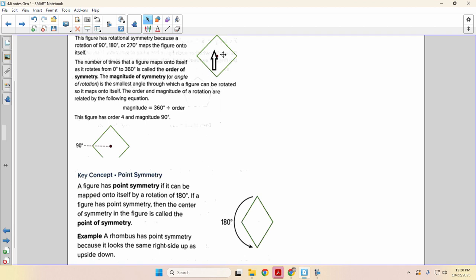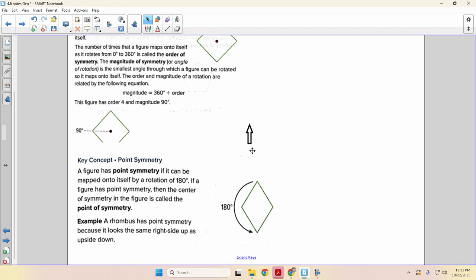So for example, if we have a square right here, we're going to take this corner, rotate it 90 degrees, and it's going to match up back onto the other corner. So this square has a 90-degree magnitude, and if we look, we rotate it once, it maps onto this corner, rotate it twice, maps onto this corner, rotate it 3 times, this corner matches to this corner, and we rotate it 4 times and it comes back to itself. So the figure has an order of 4, so it maps onto itself 4 different times between 0 and 360, and its magnitude is 90.